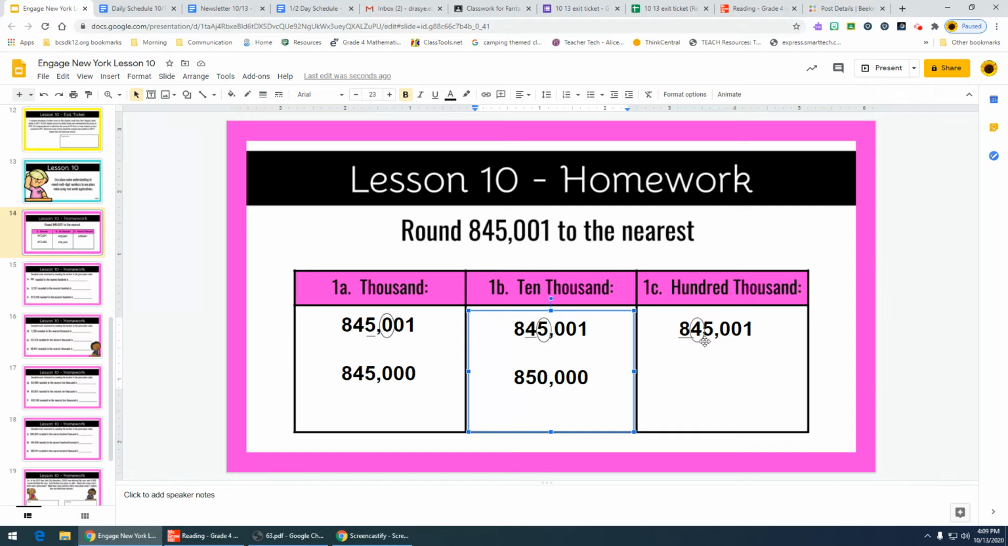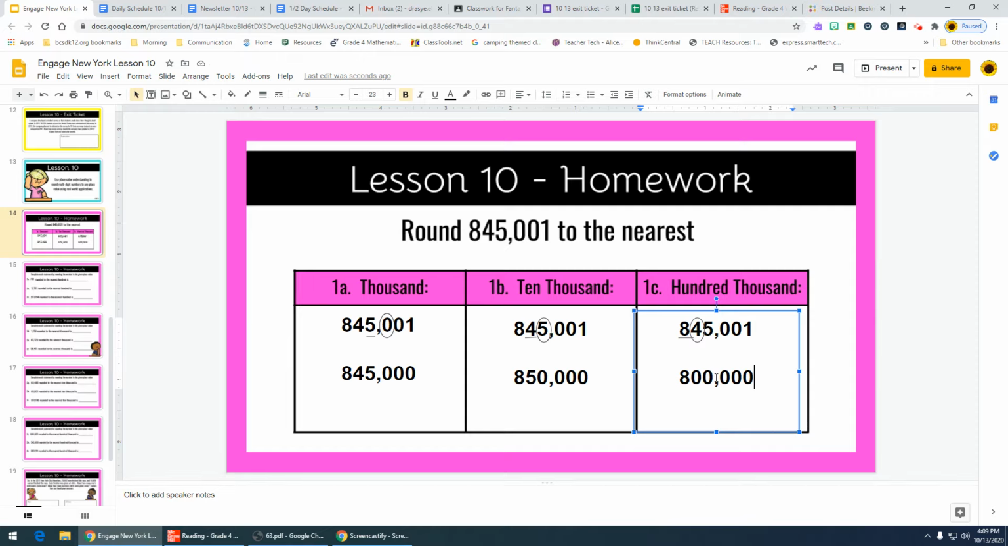Our last one has us rounding to the 100,000s place. I underlined my 8 in the 100,000s. I circled my bossy neighbor, the 4, in the 10,000s place. The 4 tells the 8 to stay the same. So when I round this, my 8 stays the same and I finish off with zeros. I get 800,000 as my answer.